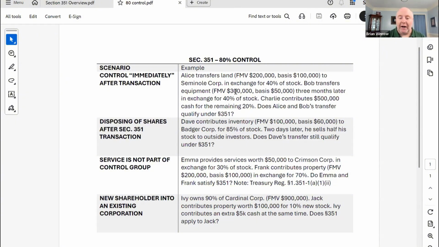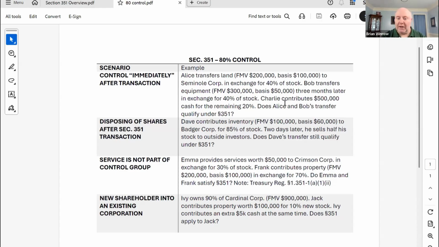And Bob, right here, Bob has fair market value of 300,000, $50,000 of basis. Well, what that means is that Bob has realized $250,000 of gain. If 351 does not apply, then Bob has to recognize that 250,000, which means Bob and Alice are both paying taxes on those. But if 351 applies, then no taxes are going to be due right away because we're not going to recognize this realized gain. That's what 351's designed to do. It's designed to prevent us from recognizing either a realized gain or a realized loss.